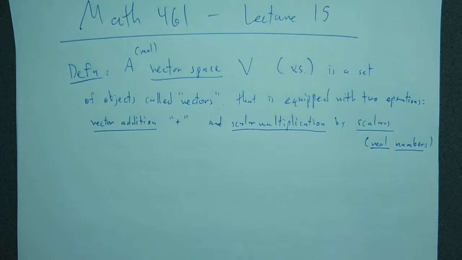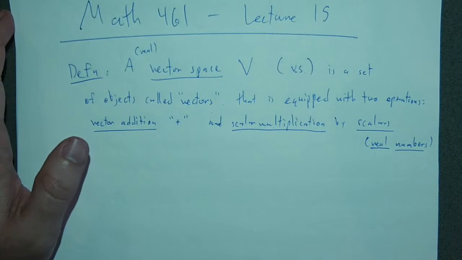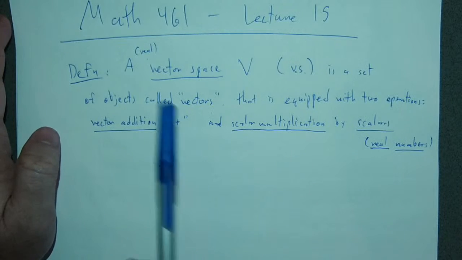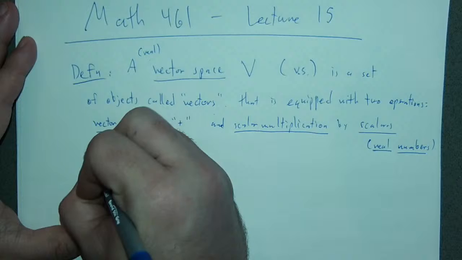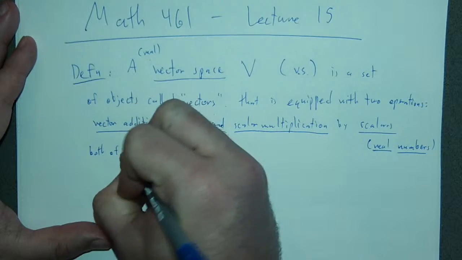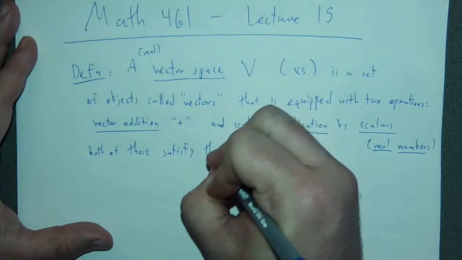In fact, we don't have to think about the scalars being from either R or C. We are happy if the scalars are in what's called a field, but I won't say any more about that. So anyway, we have scalars. For us, our scalars are going to be in the reals. We have two operations, vector addition and scalar multiplication, and both of these satisfy the vector space axioms.